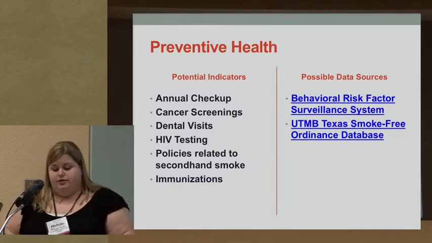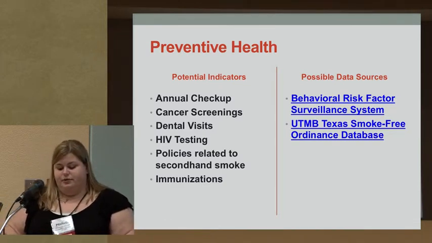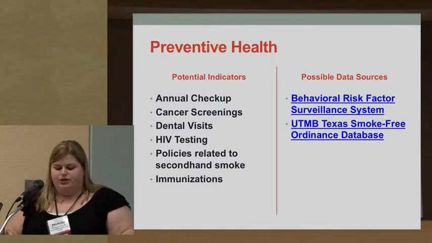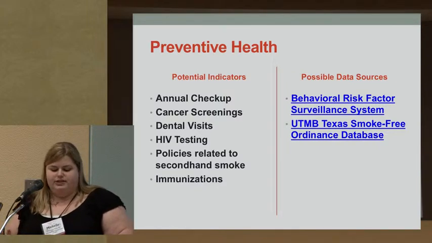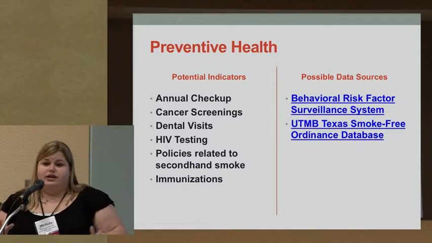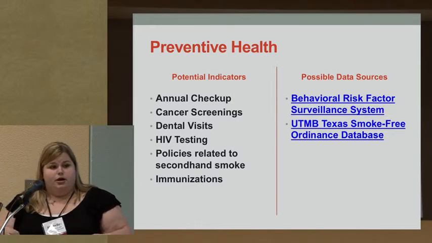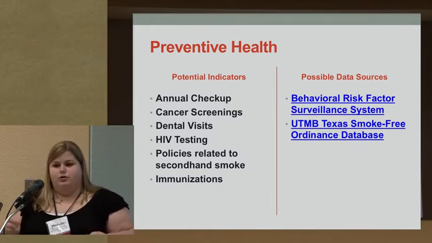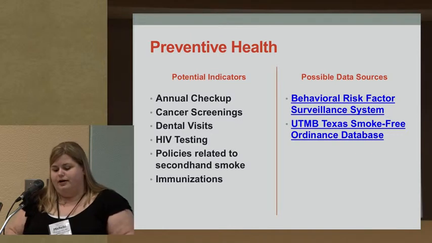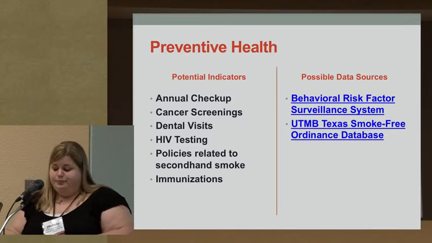Preventive health, other indicators you can look at there is if people are getting their annual checkups, cancer screenings, dental visits, HIV testing, any policies that your community may have created around either secondhand smoke or something else I might not be thinking about, and immunizations.